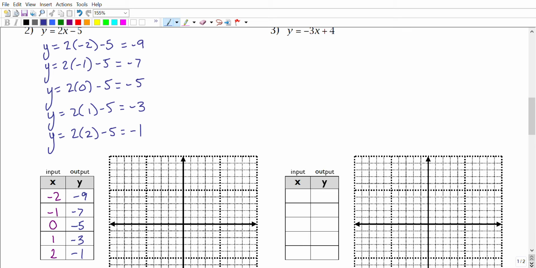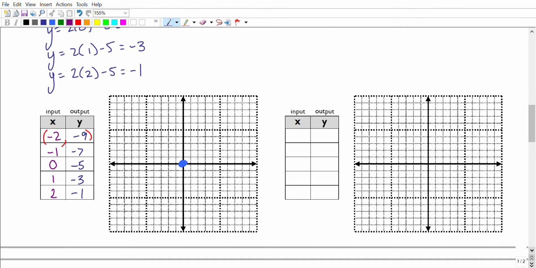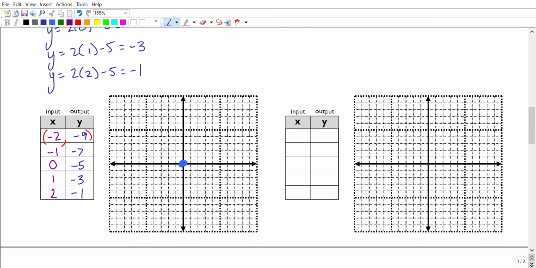Okay, good. Let's go ahead and plot those values now. So we have our first ordered pair. Again, always starting from the origin, for each one of these points you have to start from there in order to make sure you graph everything correctly. So I'm going to go left 2 and down 9. So let me scroll down here. Left 2, down 9.